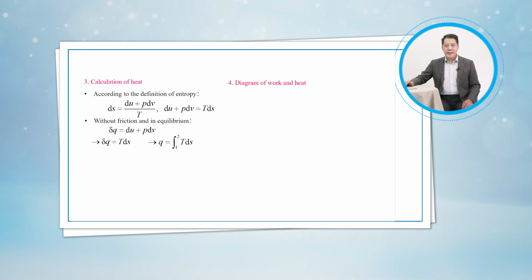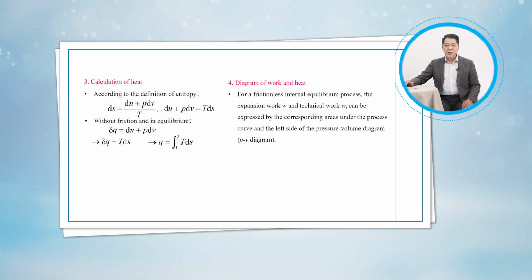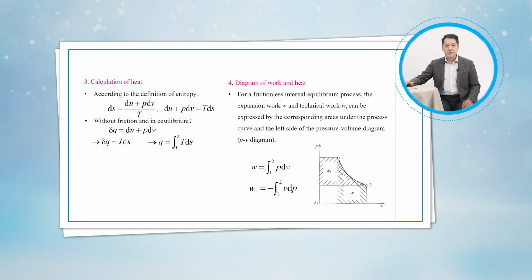Fourthly, let's see the diagram for work and heat. For a frictionless internal equilibrium process, the expansion work W and technical work WT can be expressed by the corresponding areas under the process curve and the left side of the pressure volume diagram. PV diagrams and calculations of the work are shown here.